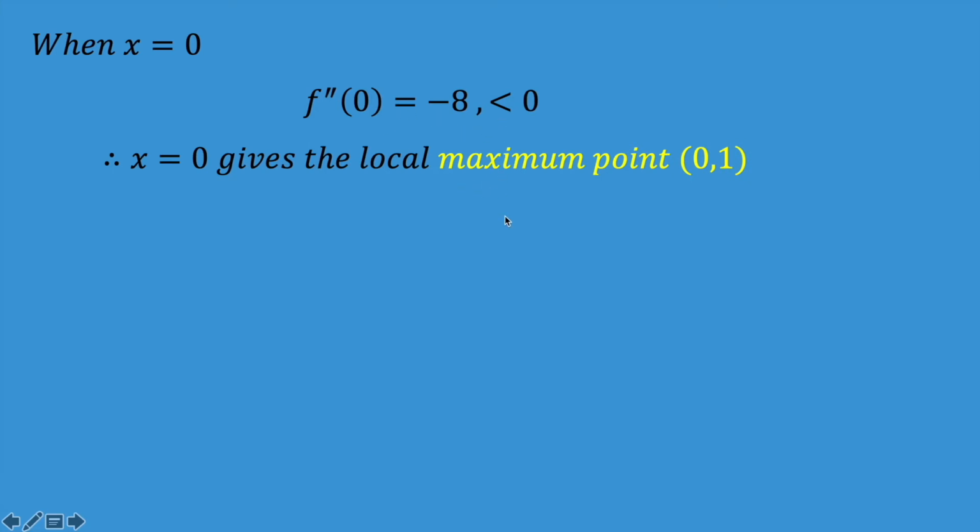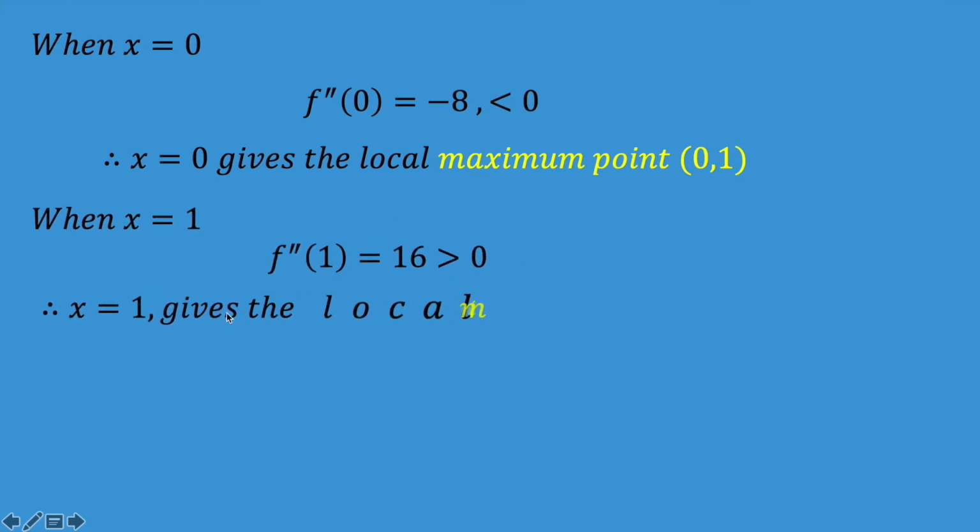So therefore it's a maximum point. When x is equal to 1, the double derivative at x is equal to 1 is positive. So therefore x is equal to 1 gives us the minimum point (1, -1).